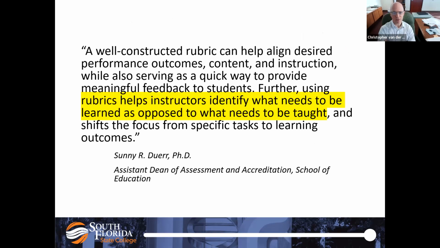I like this quote from Dr. Durr. I hope I'm pronouncing his name correctly. A well-constructed rubric can help align desired performance outcomes, content, and instruction while also serving as a quick way to provide that meaningful feedback to students. And then I've highlighted here, using rubrics helps instructors identify what needs to be learned as opposed to what needs to be taught. You're shifting that focus from specific tasks to learning outcomes. I like that quote.